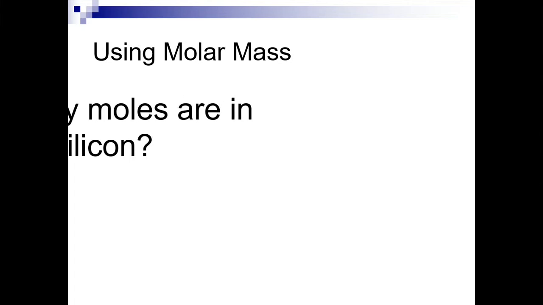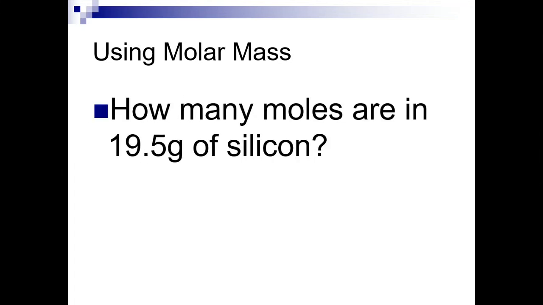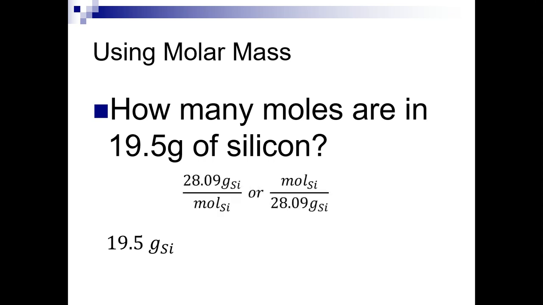Suppose I want to know how many moles are in 19.5 grams of silicon. So as I say, always, always, always start with the given. And this is one where I'm going to say start getting in the habit of making sure your numbers have units and labels. So this would be grams of silicon. I look in the periodic table to find out what the atomic mass of silicon is, and it's 28.09.